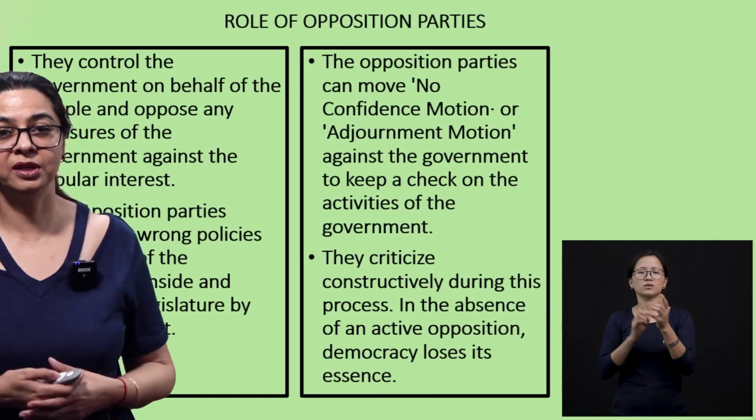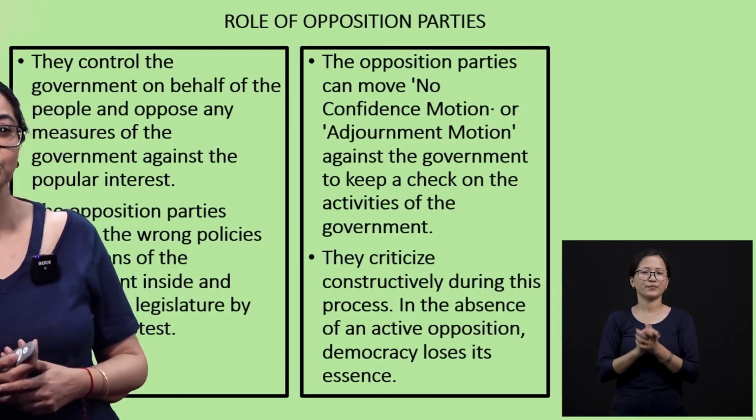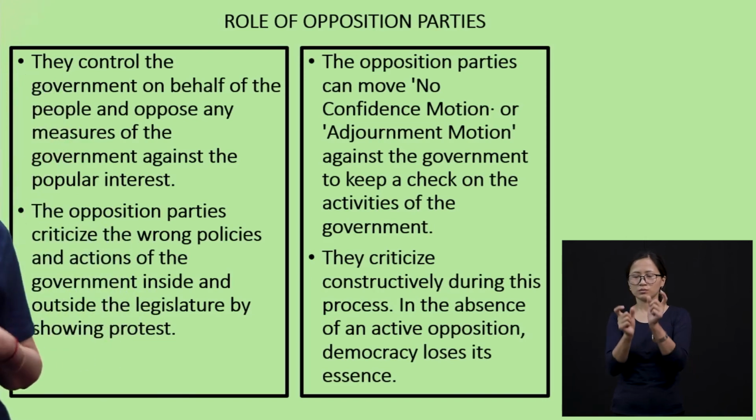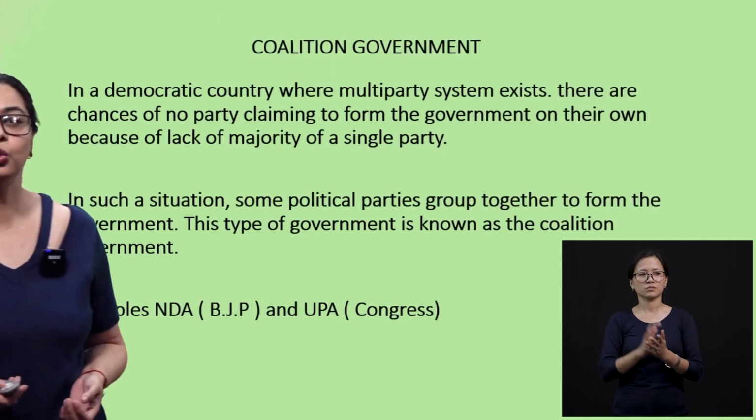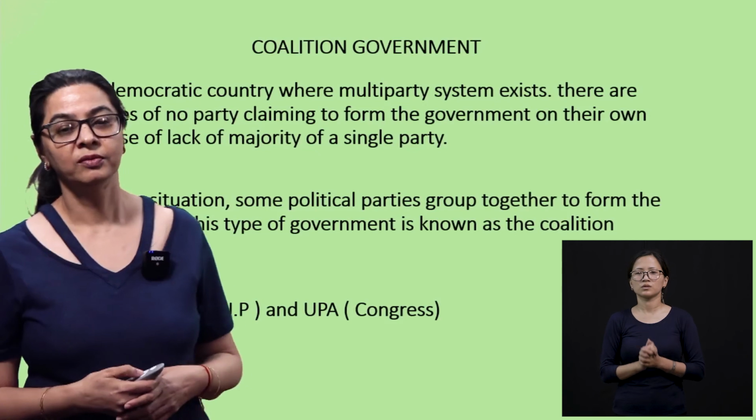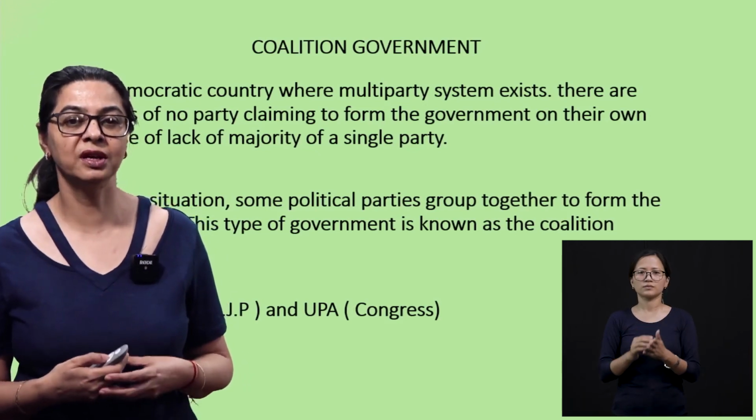And what is the role that I just spoke about of the opposition party? They control the government on behalf of the people, and oppose any measures that go against the popular interest. They can also criticize the wrong policies and actions of the government, and the opposition parties can also pass a no confidence motion. Now remember, it can be passed only if you have that number of MPs with you. Otherwise, it's no use, it's just wasting your time. But the opposition party should always remember to have criticism which is positive and constructive.